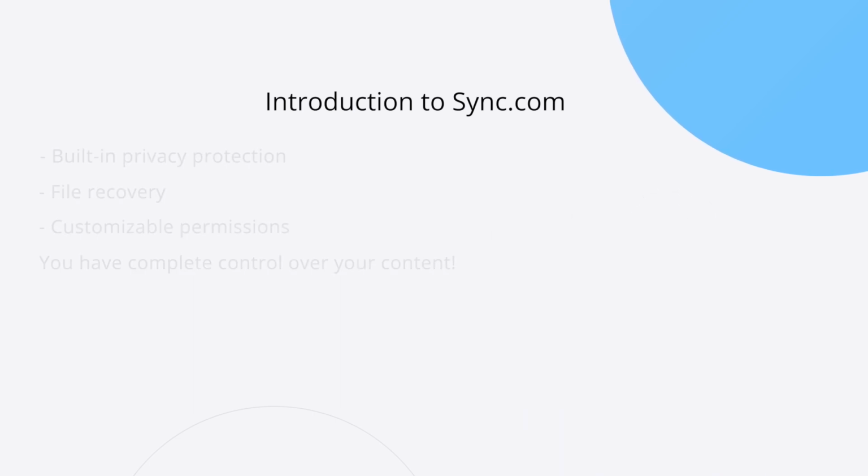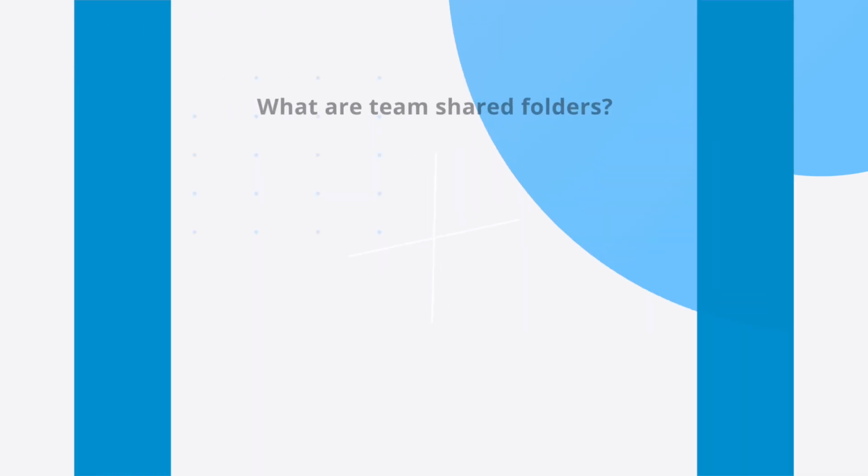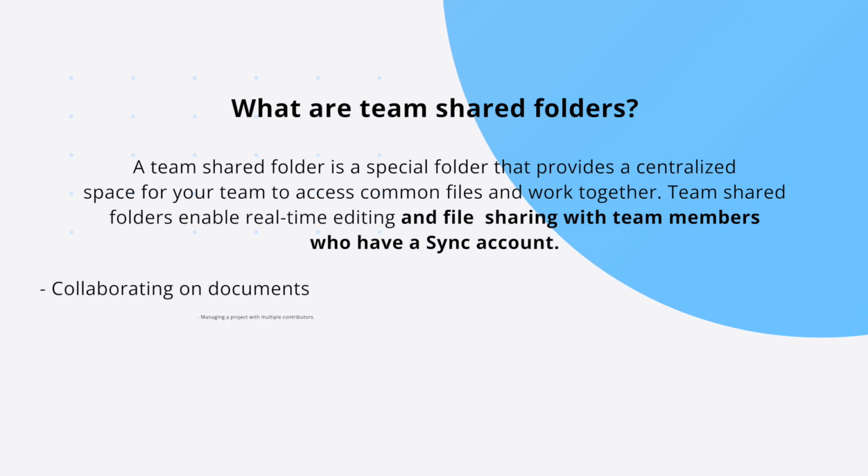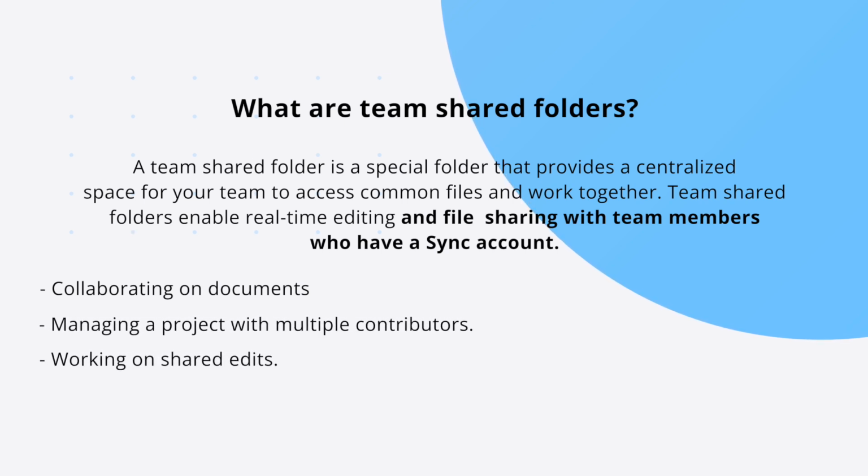So let's jump in. So, what exactly are team shared folders? Simply put, a team shared folder is a special folder that provides a centralized place for your team to access common files and work together. Team shared folders enable real-time editing and file sharing with team members who have a Sync account. If you're collaborating on documents, managing a project with multiple contributors, working on shared edits, or setting up departmental file access, team shared folders is the best feature to use.